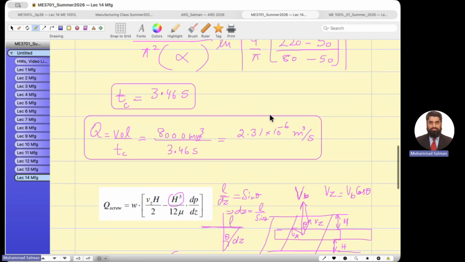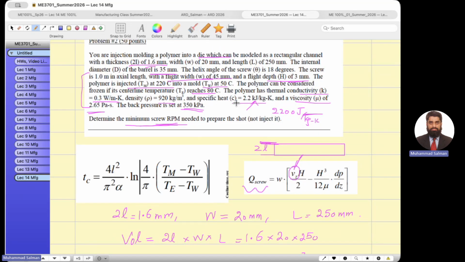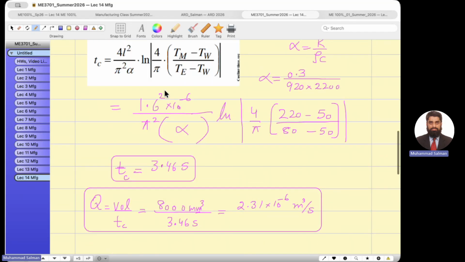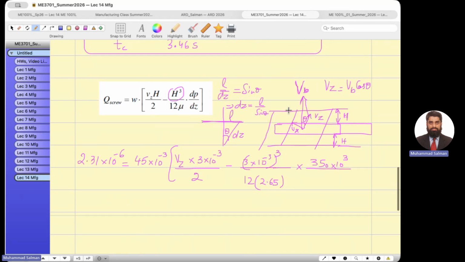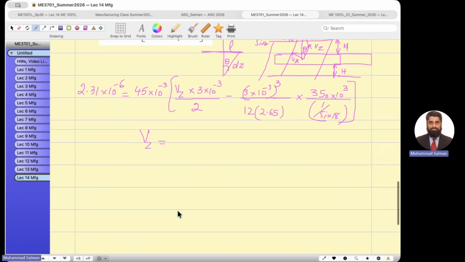L is the axial length of the screw, which is how much? It's 1 meter. The whole axial length is 1 meter. So I can write down here 1 meter divided by sine 18, the angle, so 1 over sine 18 degree in the parentheses. And then you can find out Vz from this. This is just the algebra. This is not difficult for you guys. So if you do the math, you should get 0.095 meters per second.